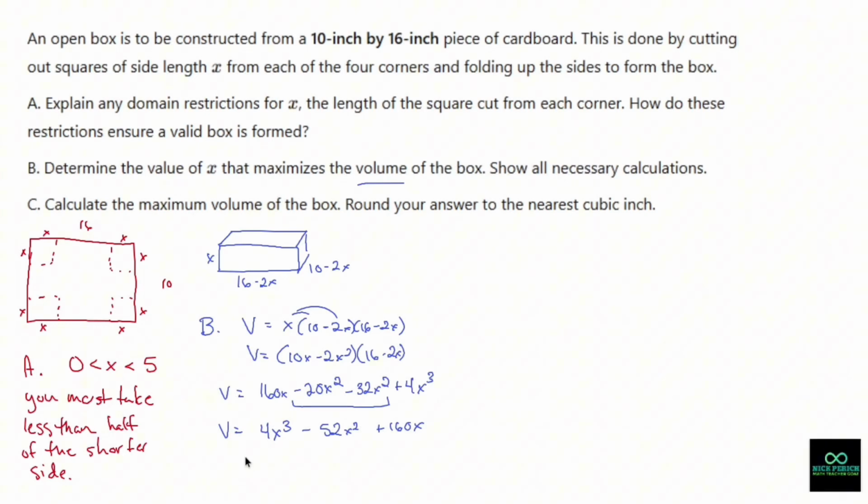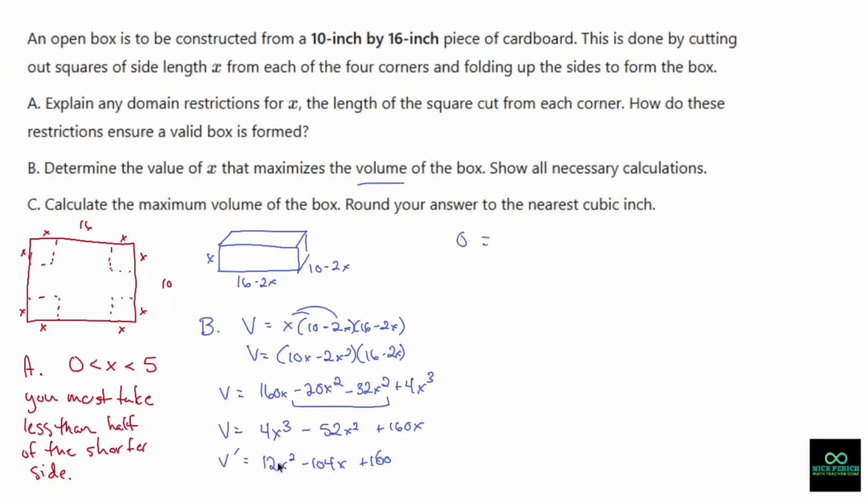Now what I need to do is take the derivative and set it equal to 0. So the derivative of this guy is V prime equals the derivative of 4x cubed, which is 12x squared. The derivative of negative 52x squared is negative 104x, and then the x just drops away. Oh, 160. See, no one will ever know. Let's move that up here. Set it equal to 0.